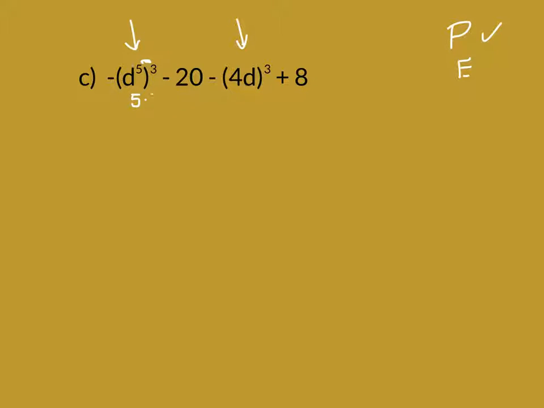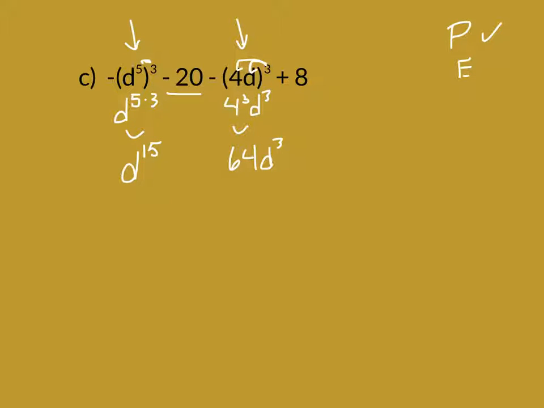It's, of course, 5 times 3. And that gives us d to the 15th power. And then here, this exponent of 3 is going to go inside to both the number and the variable. So we know we've got 4 to the 3rd power and d to the 3rd power. Now that 4 to the 3rd power we do need to address. So 4 times 4 is 16, times 4 more. 10 times 4 is 40, 6 times 4 is 24. We add the two of those together and we get 64. And then d to the 3rd simply stays d to the 3rd.